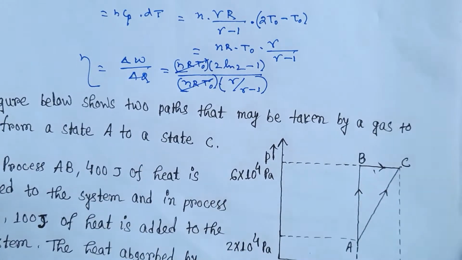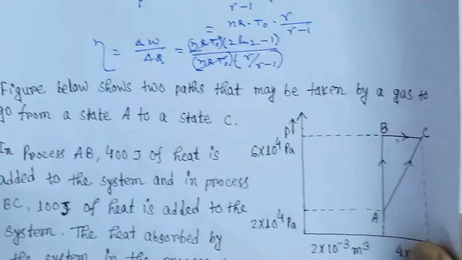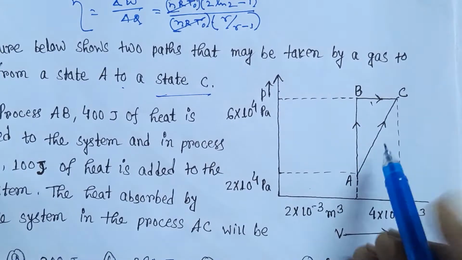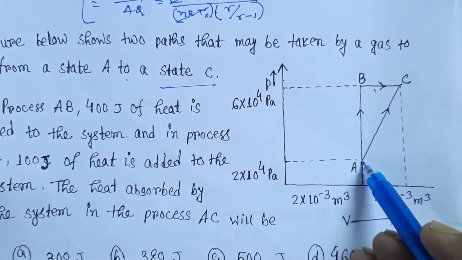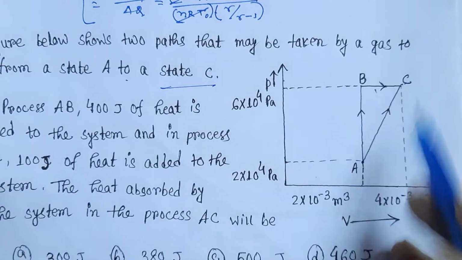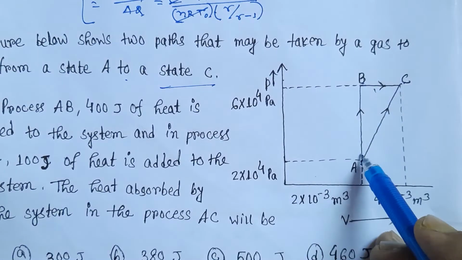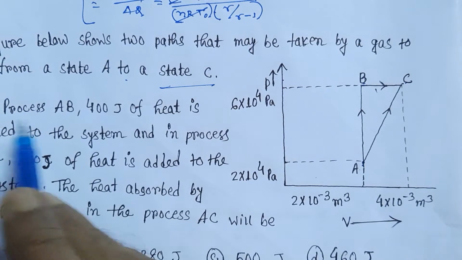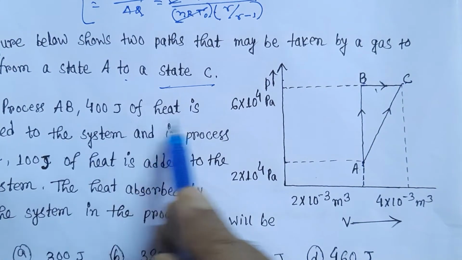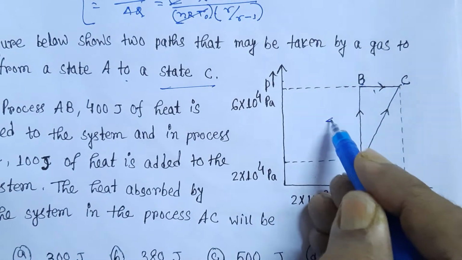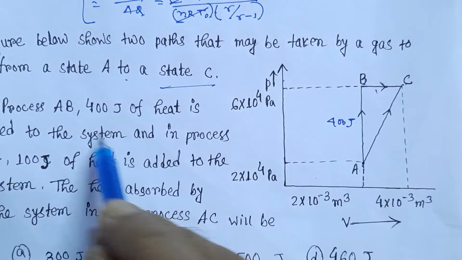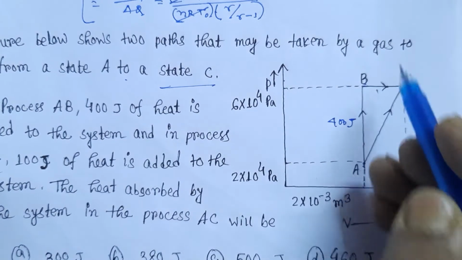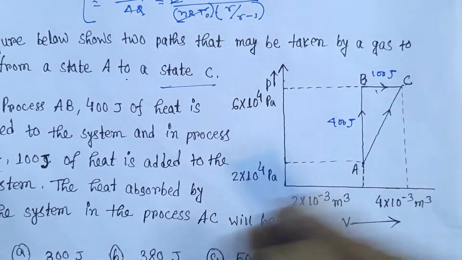Figure below shows two paths that may be taken by a gas to go from state A to state C. Number 1, A to C, and number 2, A to B via A to C via B. In process AB, 400 joule of heat is added to the system, and in process BC, 100 joule of heat is added to the system.